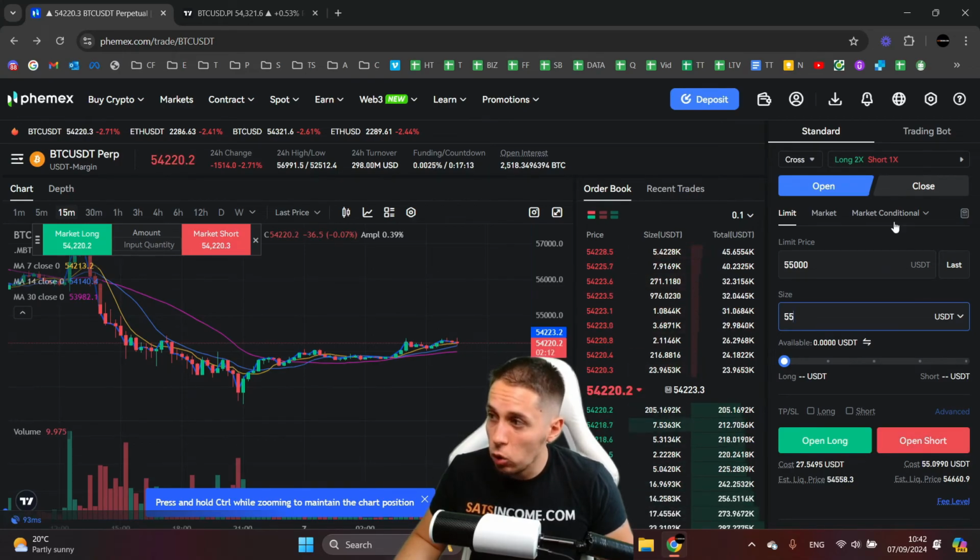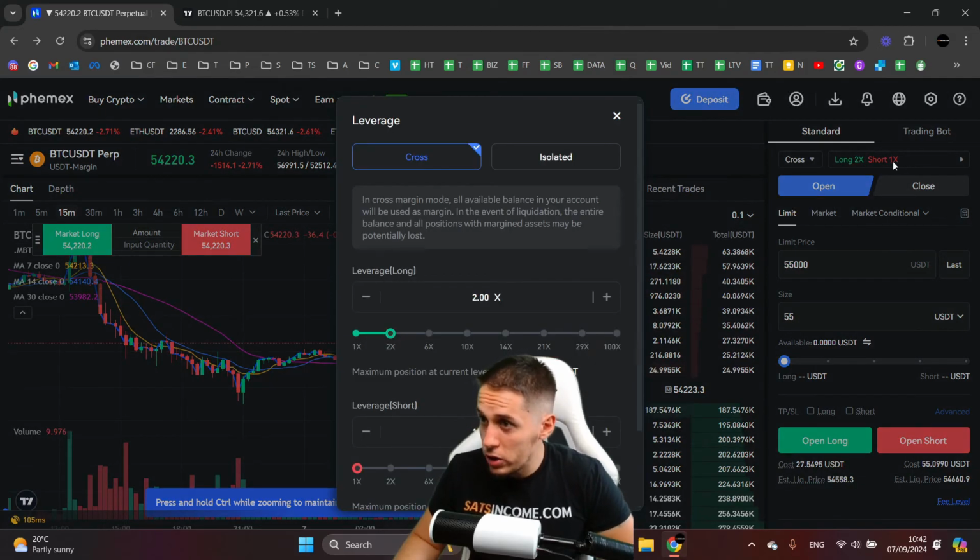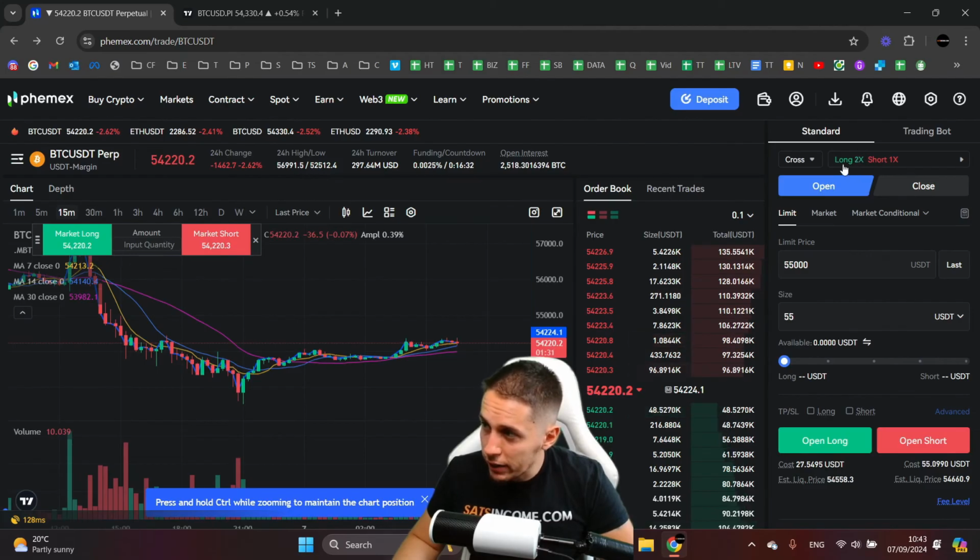And then all you gotta do is also adjust the leverage if you guys have to, right? So you adjust the leverage right here. You can increase it, you can decrease it. The leverage is different for longs and for shorts. You can adjust it. So for example, you can see that right now we have for long trading 2x, for short trading 1x.